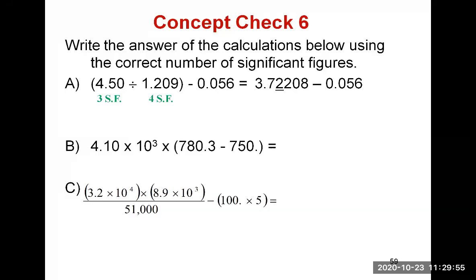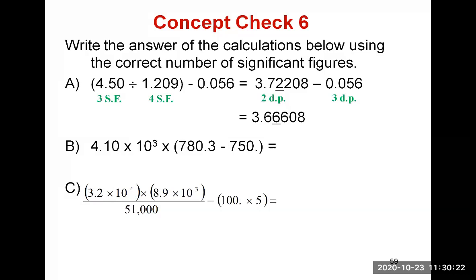And this time we need to pay attention to the least precise digit place. And here, 3.72 would have 2 decimal places, and 0.056 has 3 decimal places. So the least number is 2 decimal places. So the calculator answer is 3.66608. And we need to keep 2 decimal places.